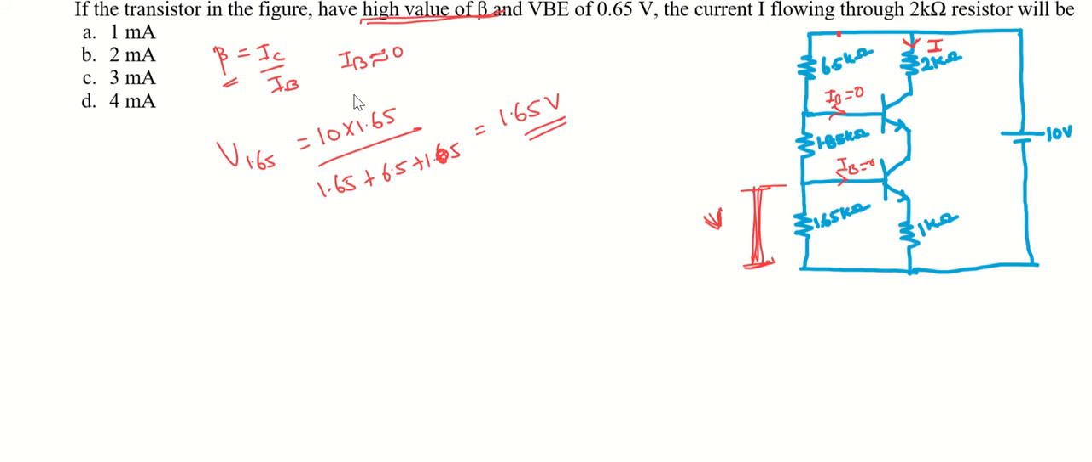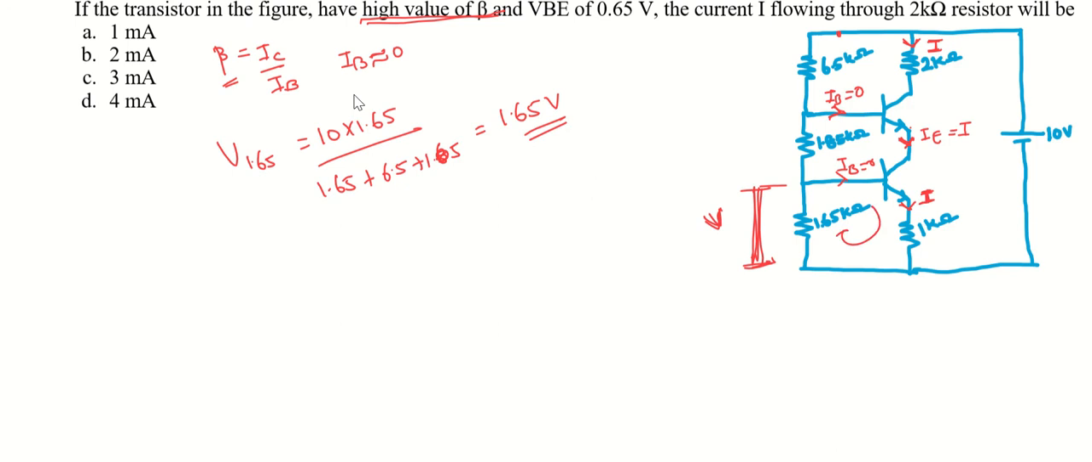Now this IB is equal to 0 here. So what is the emitter current? IE equals IC plus IB. Since IB is equal to 0, we can say that IE equals IC. That is, IE equals I. The same current is flowing here. So from this loop, I can find the value of I.